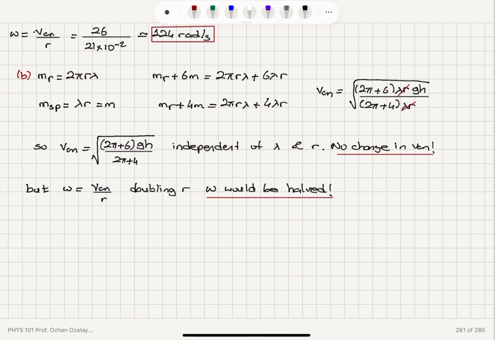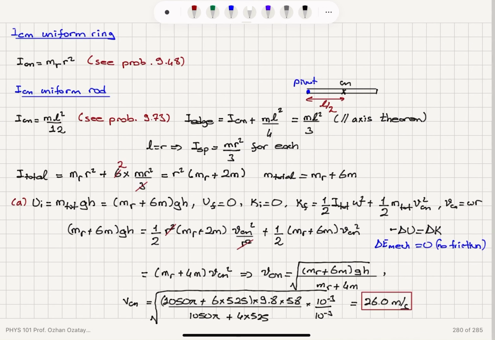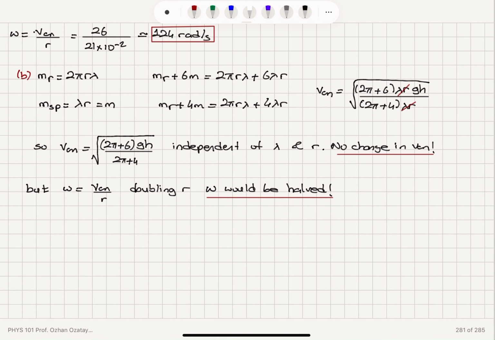In part B, we were asked to analyze the situation where lambda and r were doubled. So looking at my answer for the speed, because these masses are calculated by multiplying lambda r with a number and the lambda r's cancel, I see that both lambda and r have no influence on the final center of mass speed, so there would be no change in V center of mass. No change in V center of mass, but r is doubled, which implies that the final angular speed will be half of the value I calculated in part A.